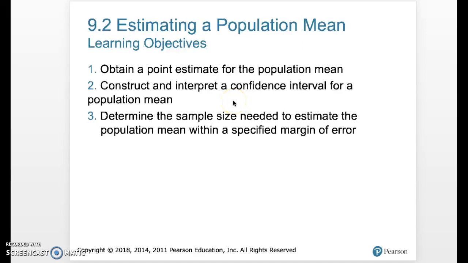Hello Math 152 students. In this video, we're going to take a look at section 9.2 and some StatCrunch tips. So the big difference in 9.2 is now we're focusing on means instead of proportions. Our objectives are going to be very similar. We're going to recap point estimates and look at confidence intervals.